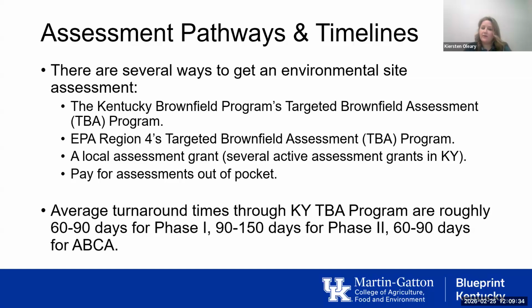So think area development districts, cities, and counties. A lot of those have active assessment grants in Kentucky. And if you're curious who has one or if there's one in your area, feel free to reach out and ask. But for our TBA program specifically, here is the breakdown of timelines that we're currently experiencing. I would say it's between 60 and 90 days to produce a Phase One environmental site assessment report, between 90 and 150 days for a Phase Two, and around 60 to 90 days for that ABCA, the analysis of brownfield cleanup alternatives.